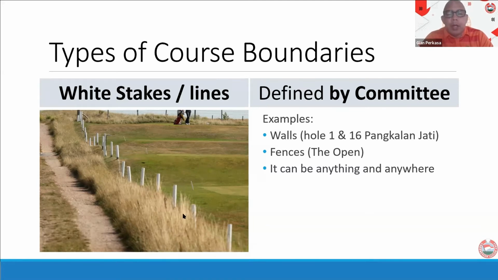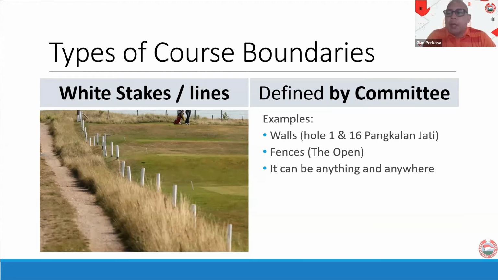Jadi batas lapangan itu biasanya ditandai oleh patok putih atau garis putih. Nah, kebanyakan di Indonesia pastinya lebih banyak sih patok putih ya. Atau di beberapa kasus juga seperti contoh yang diberikan Jojo di sini adalah dinding. Hole 1 dan 16 Pangkalan Jati atau pagar-pagar yang ada di samping-samping lapangan. Nah, yang jelas untuk kita tahu batas-batasnya ini yang mana, sekali lagi ditekankan bahwa pentingnya membaca terms of competition, local rules ya sebelum bertanding atau sebelum bermain.